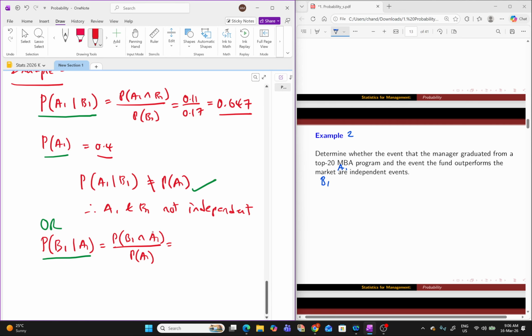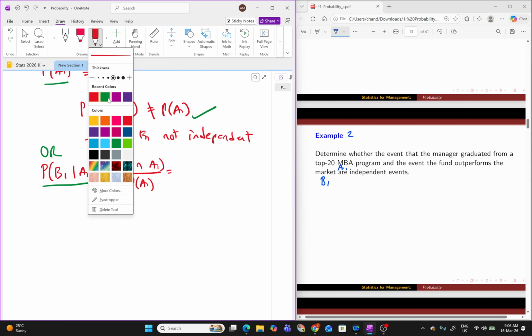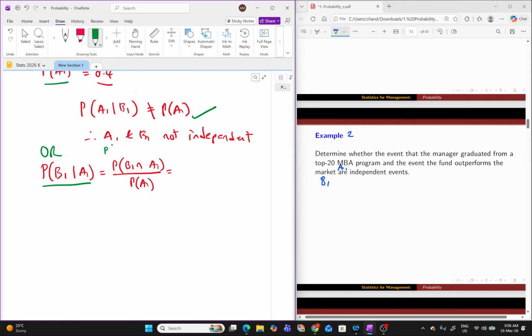B1 A1 and A1 B1 are the same. Just want to write here, probability of A1 B1 is equal to probability of B1 A1. You switch the place, that's it. A1 intersect B1 is the same as B1 intersect A1.